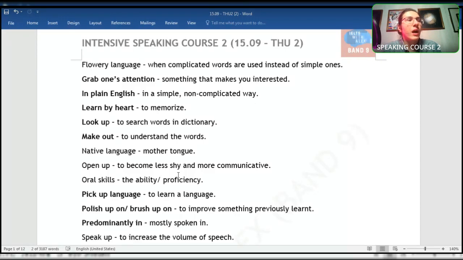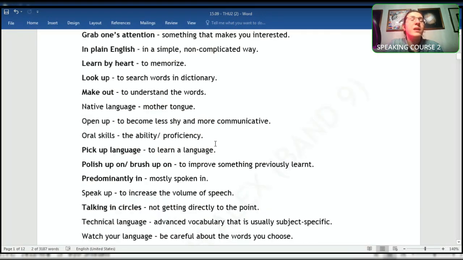For example, they can help you make out different kinds of texts, different pieces of information in written form, like articles. They can really make your language more flowery because people from different countries use different kinds of phrases. And lastly, by making these kinds of friends, you can go outside of your comfort zone. And through that, you can really open up and become more of a communicative person.